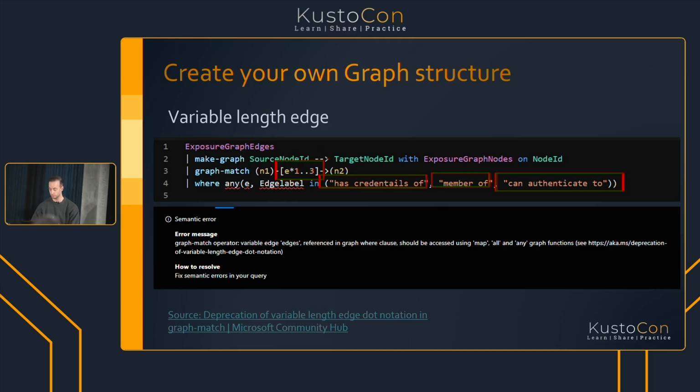You need to use graph functions, and those graph functions are over here. You need to use map, all, or any graph functions to filter on the variable edge. In this case, I use the any, so any of those edge types, edge labels, has credentials of, member of, can authenticate to, is enough for me. And if you run that, you will get a lot of information.